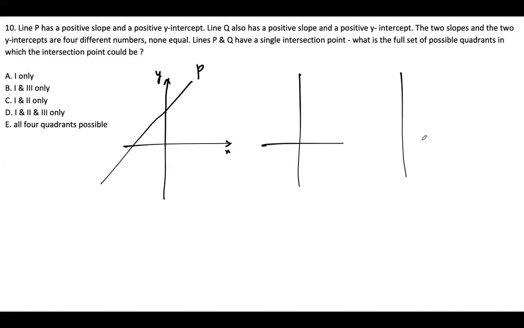Go for the 10th as well. Question number 10, Neil. Line P has a positive slope and a positive y-intercept. Basically, it cuts through the first, second, and third quadrant. Line Q also has a positive slope and a positive y-intercept. So similar to line P, you can draw it, crossing through the first, second, and third quadrant.